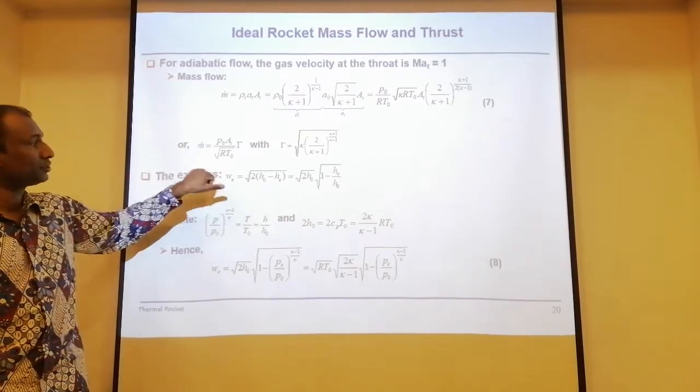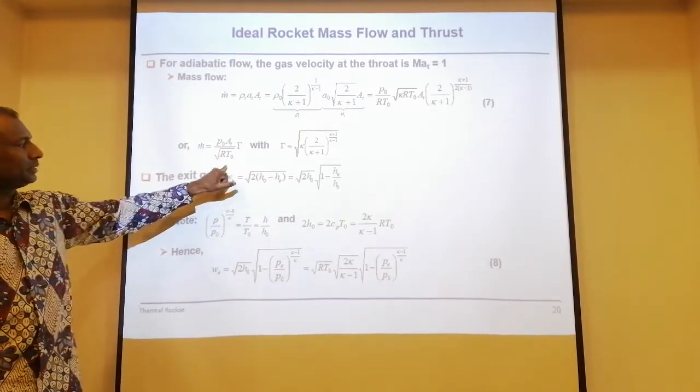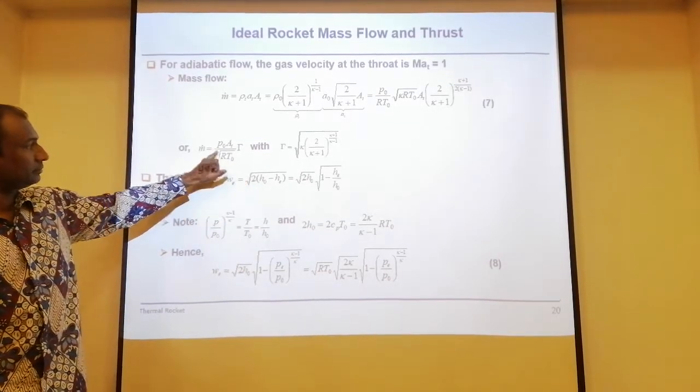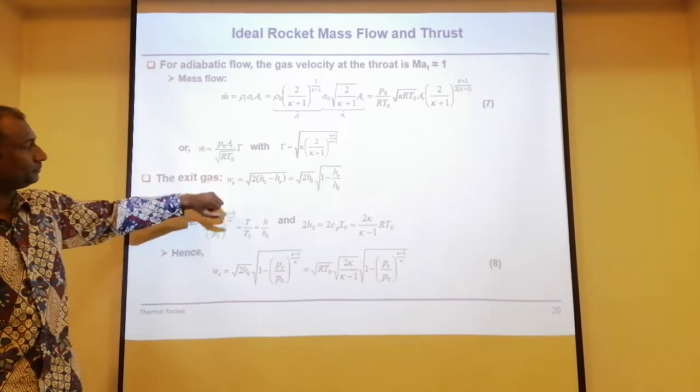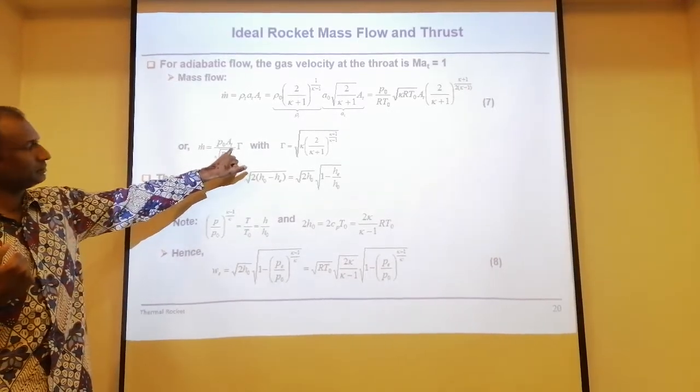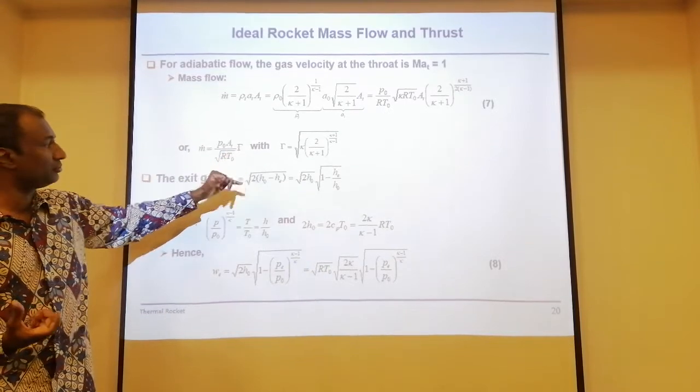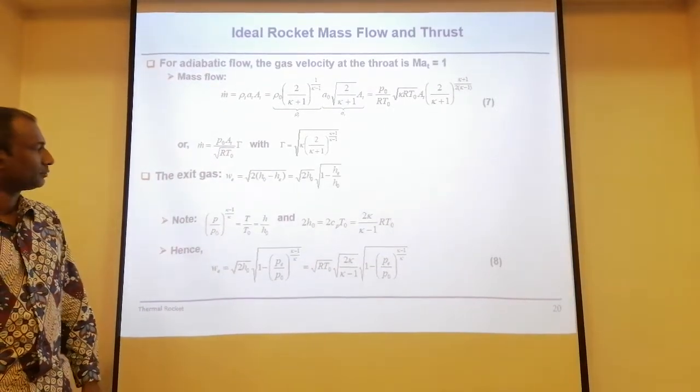Now, if you look at this formulation again, T naught, which is the temperature in the chamber, you can measure that. Pressure you can measure. This is a gas constant, and AT, you can measure that. So you should be able to calculate the m dot as well.